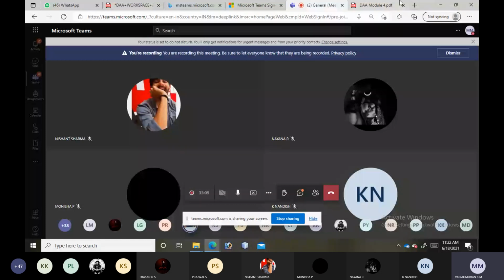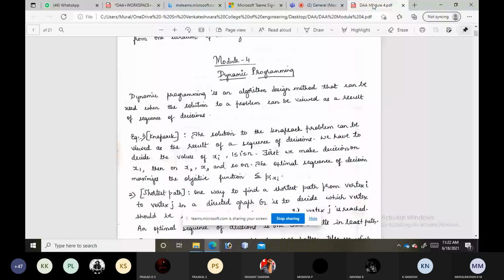Next, just observe here the general method we have in dynamic programming. Quickly we will see some of the text, and then we will go for solving the problem, right? So here, dynamic programming is an algorithm design method that can be used when the solution to a problem can be viewed as a result of a sequence of decisions.